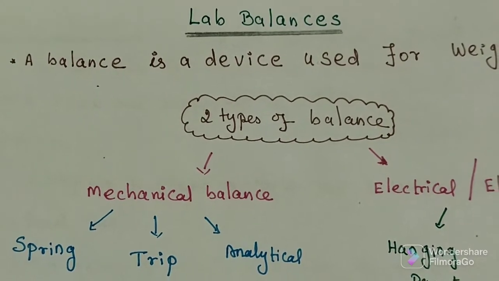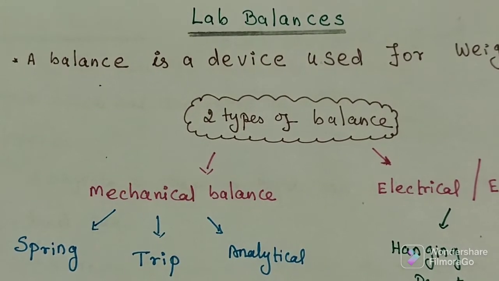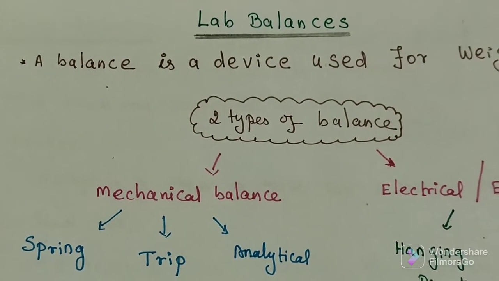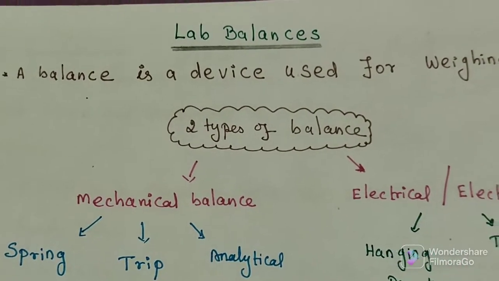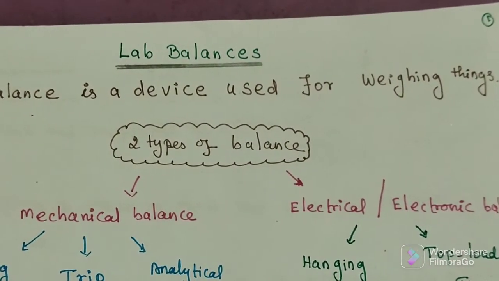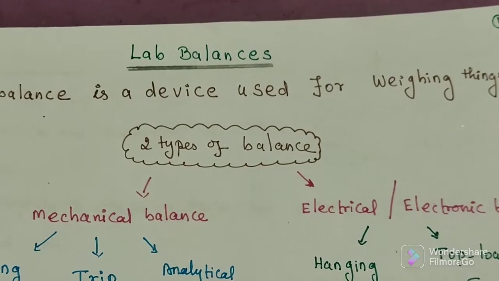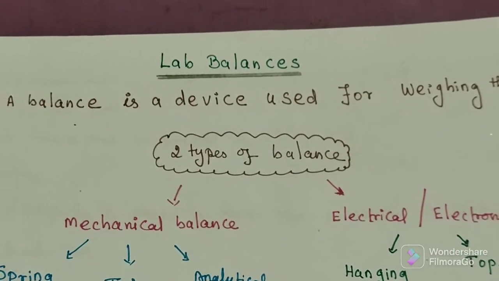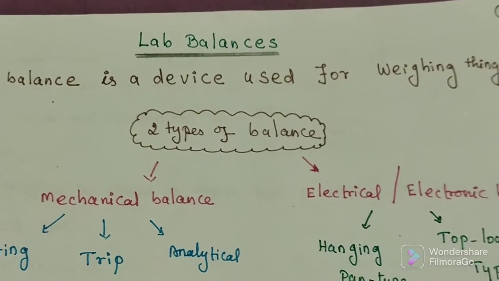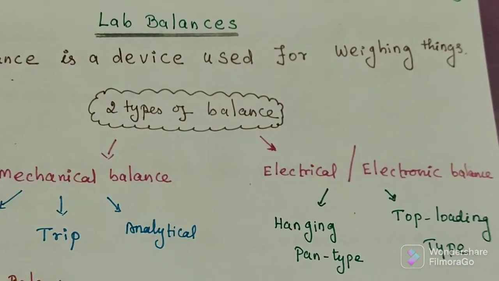Today's topic of discussion is the laboratory balance. A balance is a device which is used for weighing different things. Usually they have two main types. The first one is called mechanical balance and the second one is called electrical or electronic balance.